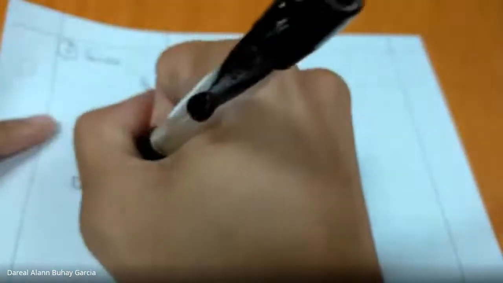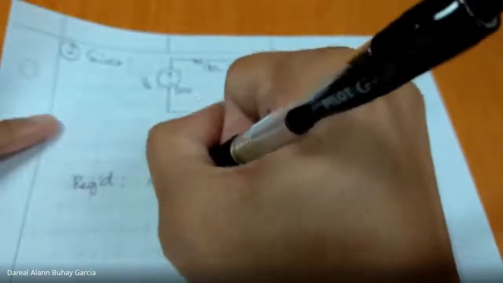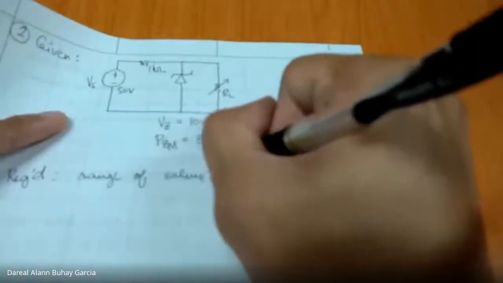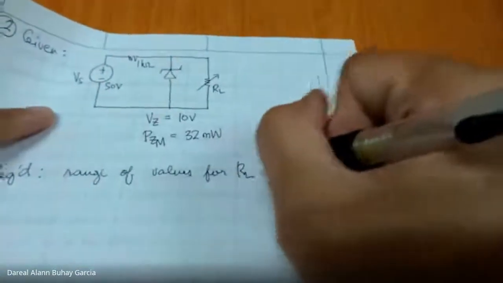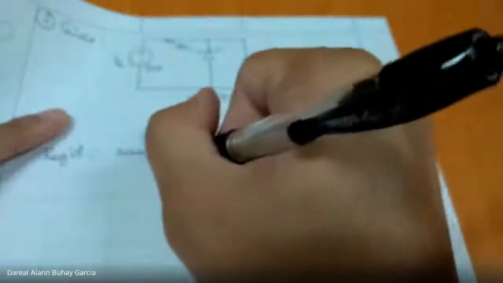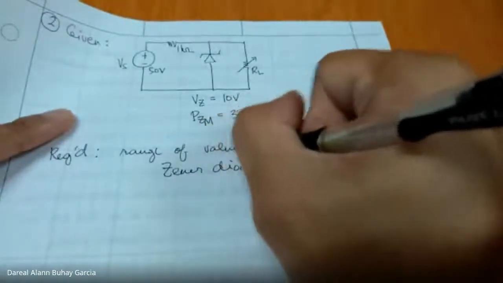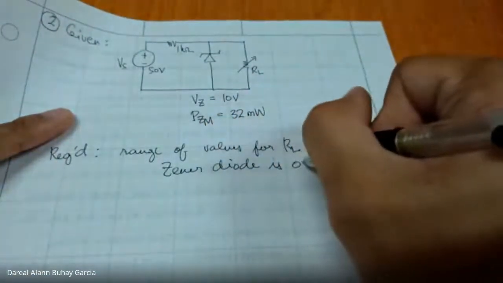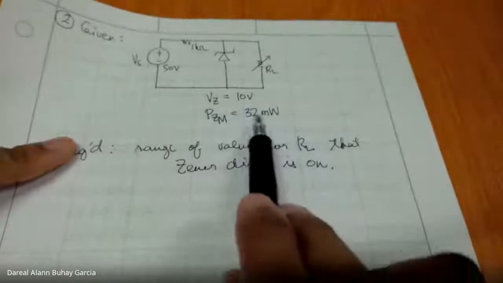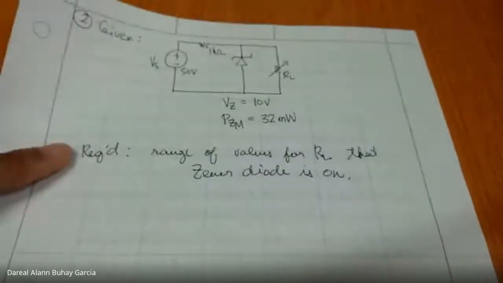Okay? So, required range of values for RL that Zener Diode is on. On siya nga dili pa pod guba. Okay? Meaning wala pa naabot ang 30 milliwatts. Solution.